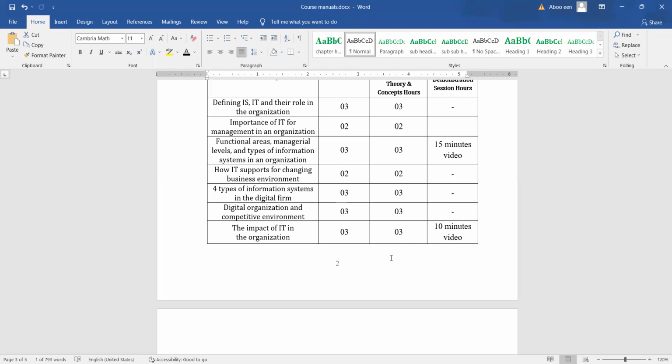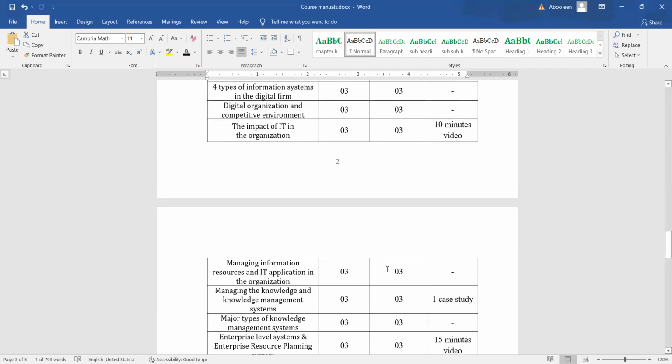Next, we will discuss digital organization and competitive advantage. So what is a digital organization? What are the advantages or elements in these digital organizations and competitive advantage? To achieve this competitive advantage, what are the steps or measures the firms or business organizations have to take to surmount or sustain themselves in this competitive environment?